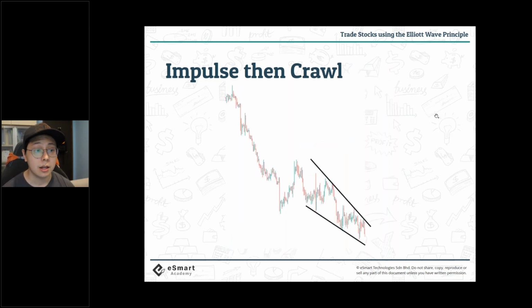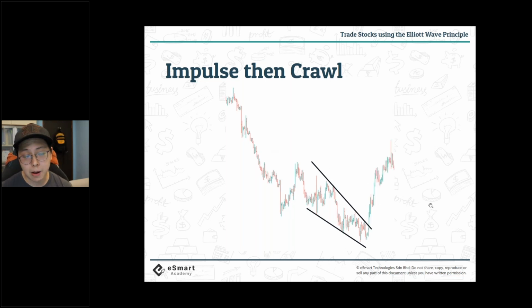Let's give another example over here. This is what we call a crawl. So you can see the slight difference between impulse, correction, and impulse and crawl. Same thing, price has been coming down, and then it starts to develop a very slow move. Every time you see something like this, there's a good chance it will reverse to the upside. So this is a little bit of example on actual charts.